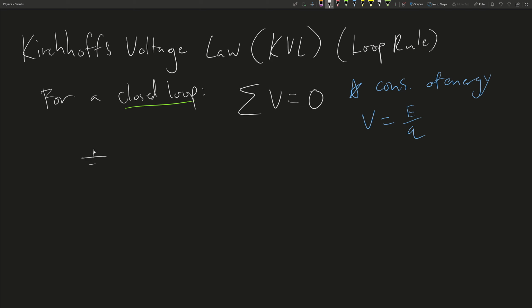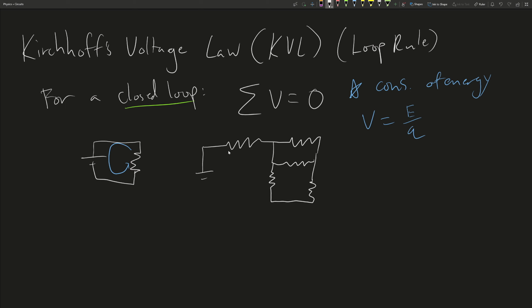So what does a closed loop look like? Well, let's say we have a battery and a resistor here. That would be a closed loop. Or a more complex circuit, maybe you have a battery and then multiple resistors, going into a network, something like this. Or here, let's draw another resistor here.